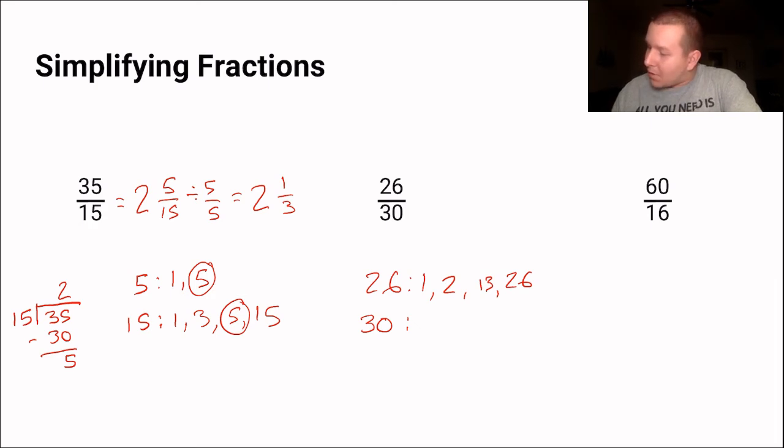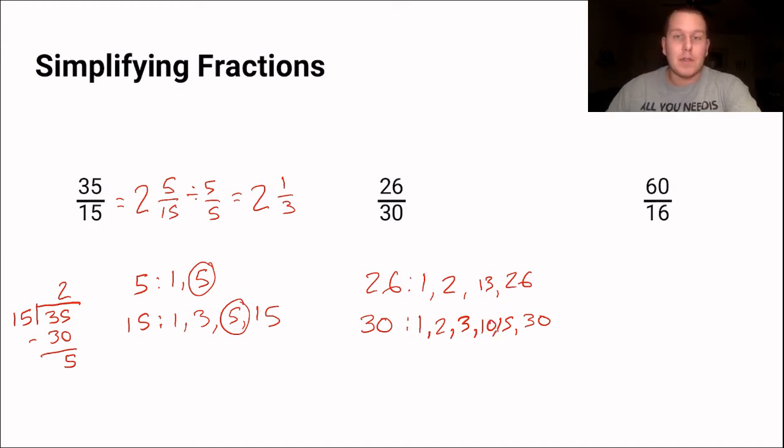And then we would look at the factors for 30. So we have 1 and 30. We would have 2 and 15. And we would have 3 and 10. Okay? A couple of more factors in 30 than there are in 26. Then we look for a number that matches on both of them. That is the greatest number that matches. So it looks like there's a lot of different numbers here, but 2 is going to be our magic number that we're going to be using.